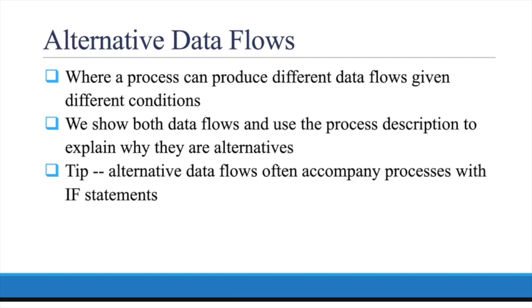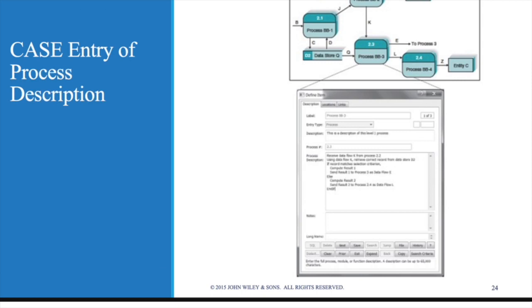So what if that does not? If for instance a user enters a wrong username and password, there should be an error. It will trigger an error that will tell you what next to do. That is what we call an alternate path. So we show both data flow and use the process description to explain why there are alternates, and these alternative data flows are often accompanied with if statements. So this is a case entry of a process description. Like you have a data flow diagram, you can see where it is represented in a use case.